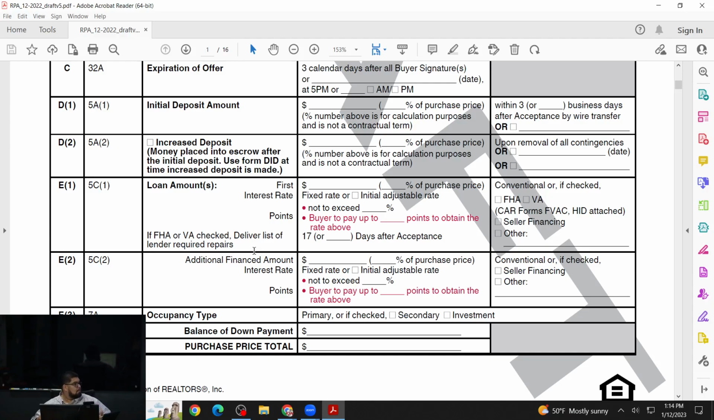Your impounds, right? Because whenever a buyer is buying a house, the lender is going to require them to have prepaids. Because what is included in the payment? Taxes and insurance, right?